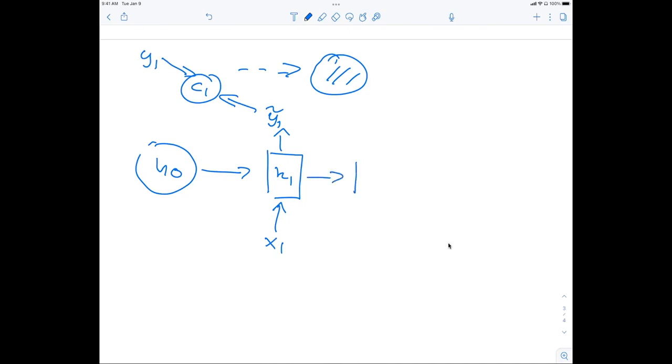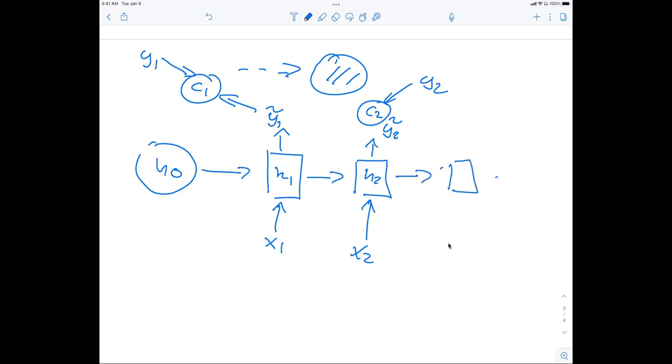And this proceeds to an H2, and we have an X2 in here, that produces a Y2 tilde, and that is fed into a new cost function, C2, and that receives the output, Y2, which we want to compare Y2 tilde with, and this just continues all the way till the final layer, which I just wrote with a circle and some slashes inside.